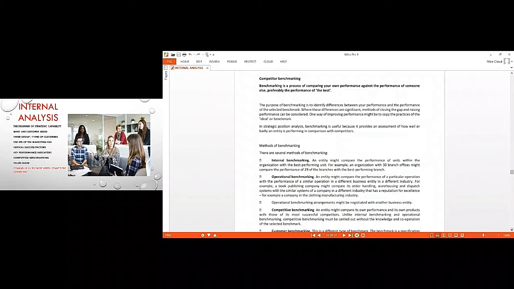competitors benchmarking. So what do we mean by benchmarking our competitors? Benchmarking is a process of comparing our own performance against the performance of someone else, preferably the best of the best in our industry. So when we say we are benchmarking, we are simply saying we are trying to compare our performance, or what we do, the services we are rendering, the goods we are producing, against other competitors within the same niche or market segment that we operate in.